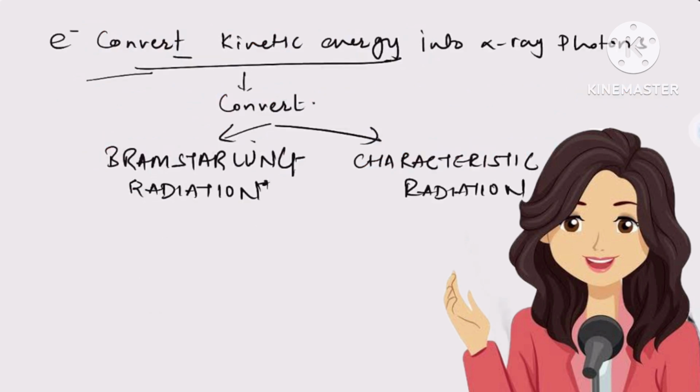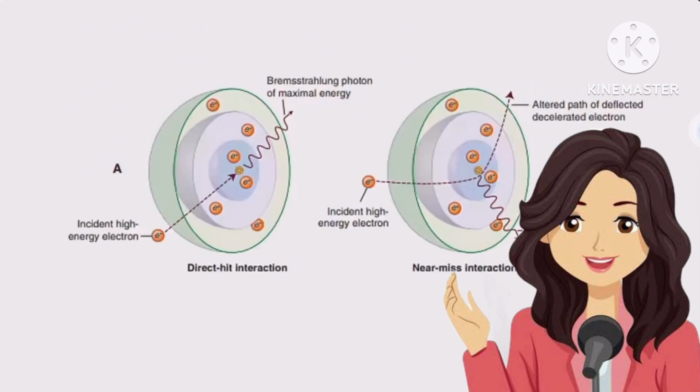Bremsstrahlung radiation. Now, this Bremsstrahlung radiation has two possibilities. When an electron comes and hits the anode, there are two interactions that can take place in Bremsstrahlung radiation. The first one is the direct hit, the second one is the near miss.